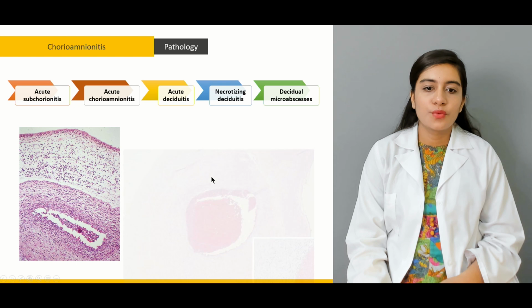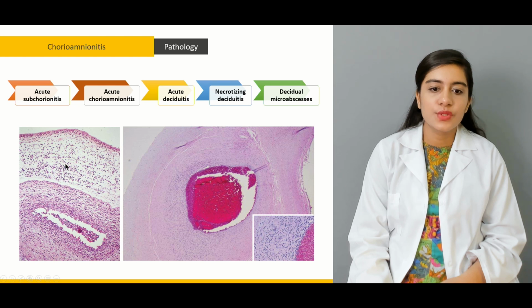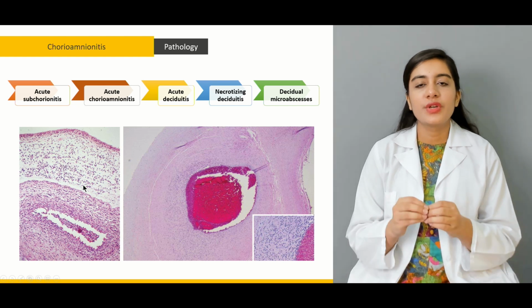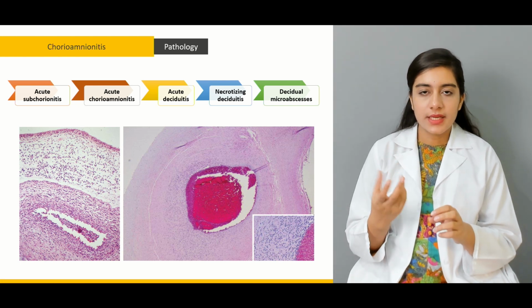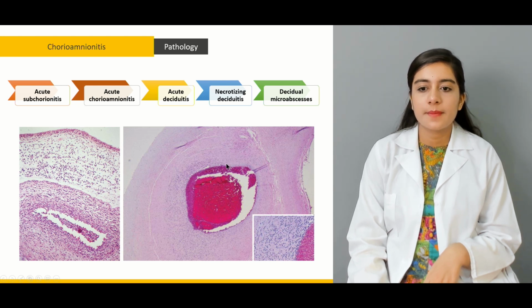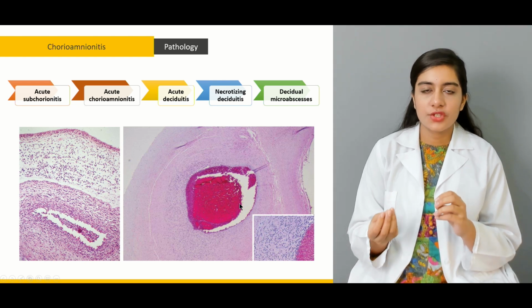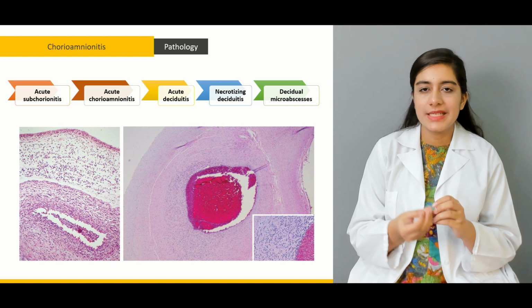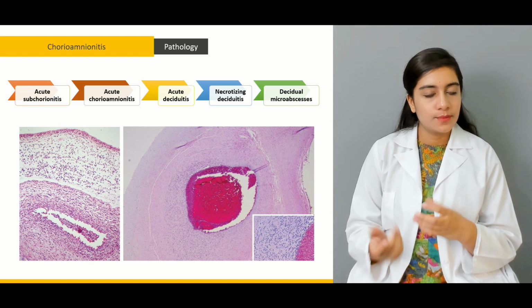This is the microscopic view showing us so many, if you can appreciate these small blue dots, they are basically showing us so many microabscesses inside the placenta in the decidual part. And if you can see it more clearly over here, this is a microabscess that is present because of the necrotizing feature of the disease. Abscesses were formed in the placenta.